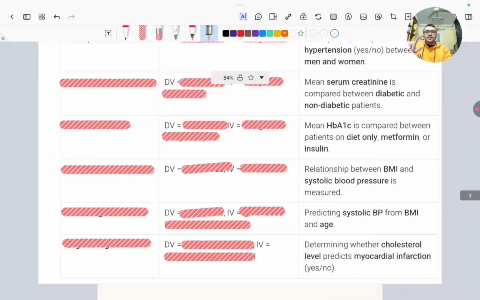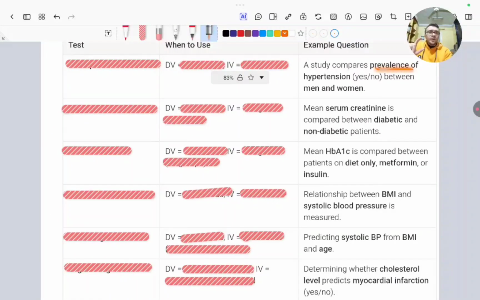Okay, let's practice these examples. They compare prevalence of hypertension, yes or no, between men and women. So hypertension depends on gender. So hypertension is a dependent. Hypertension here asks about prevalence, not the absolute number of the systolic blood pressure. Hypertension, yes or no. So it's categorical. Men and women, gender. It's categorical. Cat, chi. So it's chi-square.